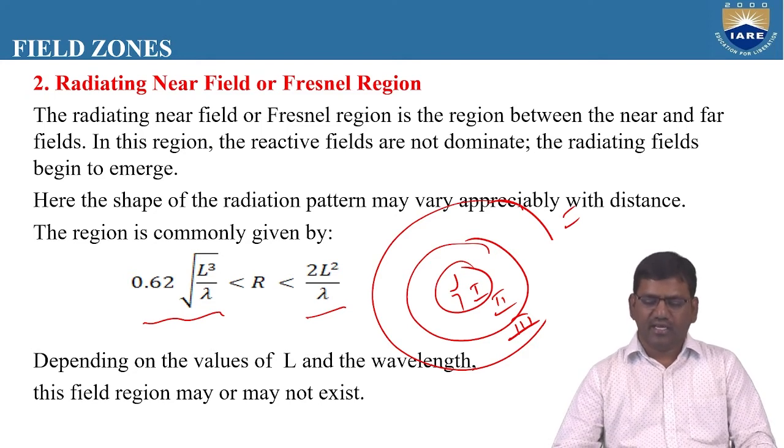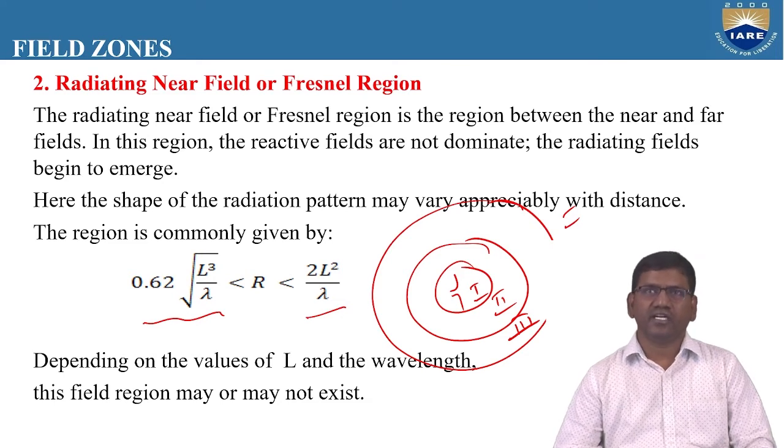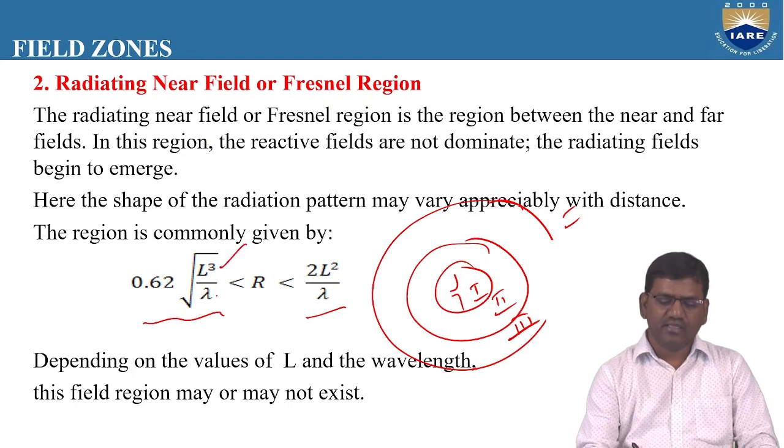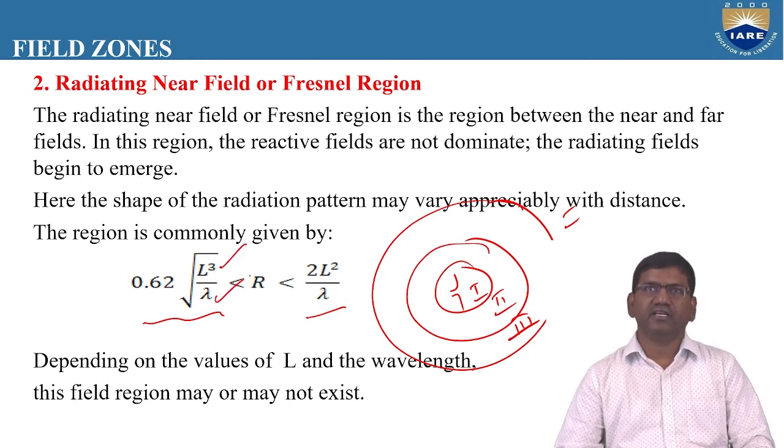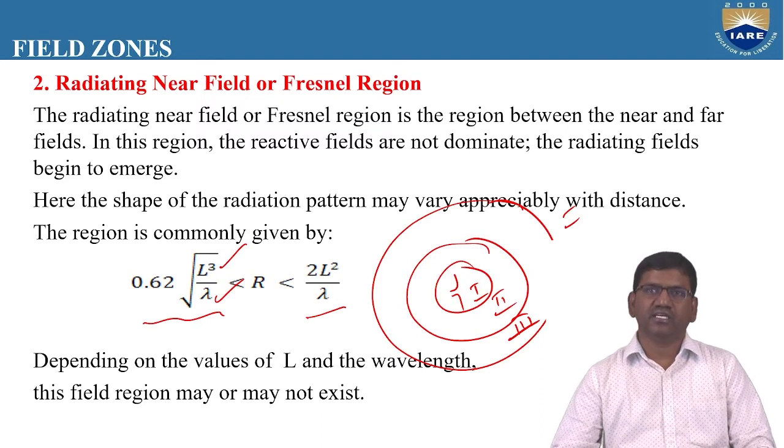Here, the formation of the radiating near field, the second zone, depends upon two values, that is L and lambda. Depending upon the values of L and the wavelength, this field region sometimes may exist and sometimes may not exist.